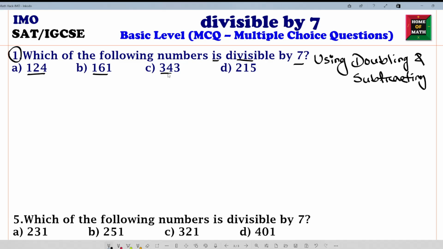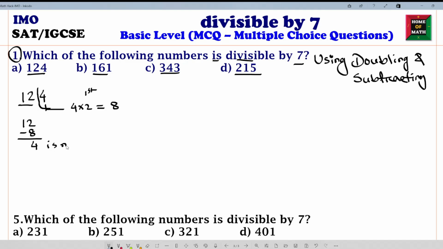Look, question number 1: which of the following numbers is divisible by 7? 124, 161, 343, 215. We don't know about these. But look, what is the doubling and subtracting trick? Here is 124. The last digit is 4. First step, we double this, so it will become 8, right? And from 124, the last digit we already used, so the remaining number is 12. Look, 12 minus 8 will be 4.